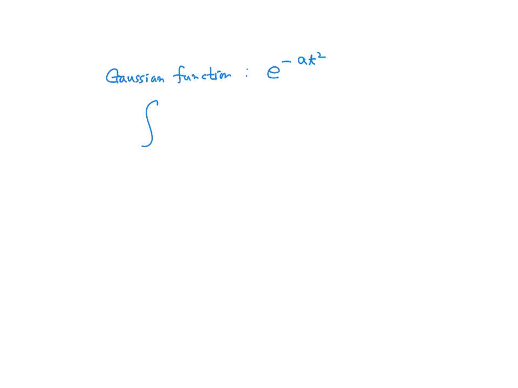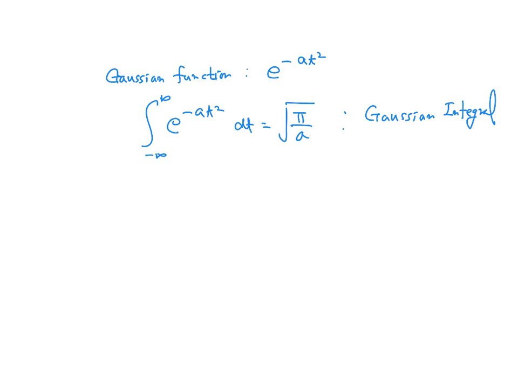So the Gaussian integral is actually from minus infinity to infinity, square root of pi over a. That's called the Gaussian integral. Anyone who has seen this Gaussian integral, raise your hand. Or if it is your first time, raise your hand. So most of you have never seen this Gaussian integral. So let's try to see this. Set I as this function.